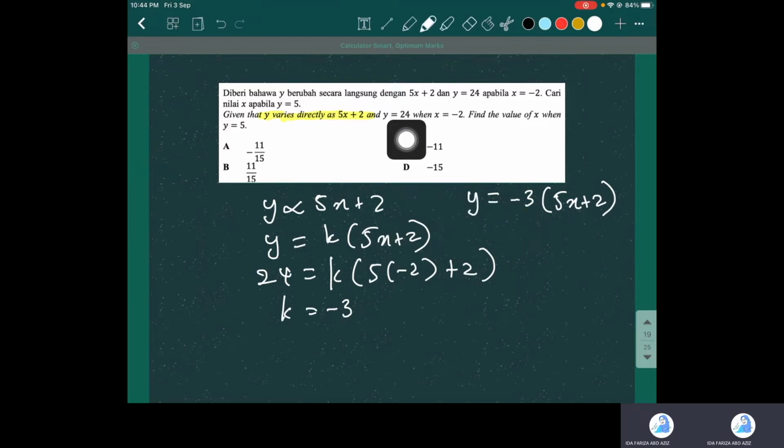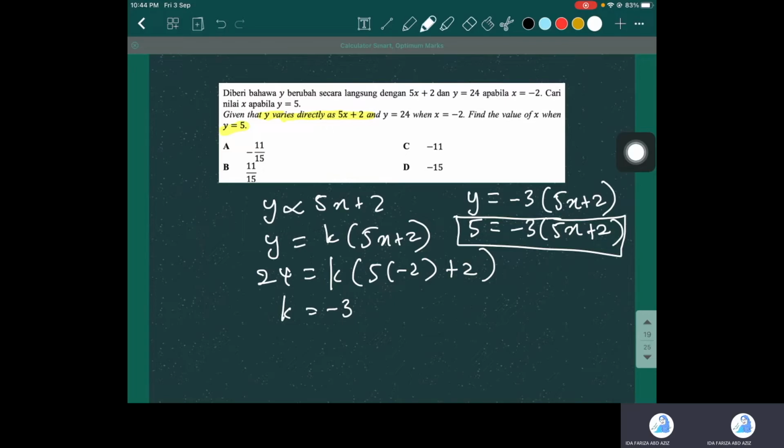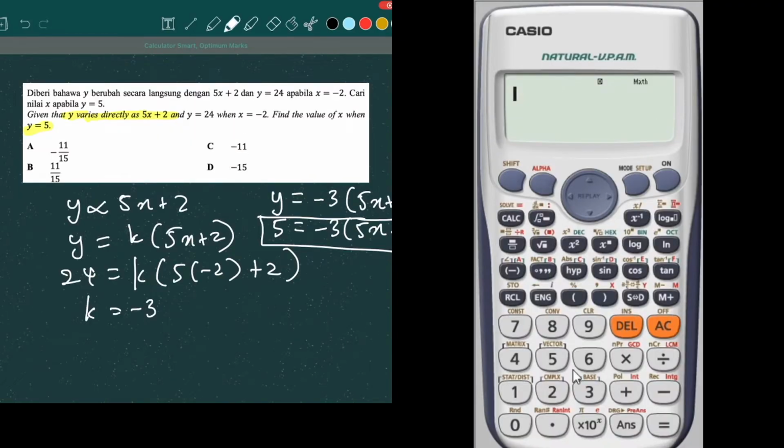Okay, so now the question want find the value of x when y equal 5. Sekarang ni dia kata y equal 5. So 5 equals negative 3 bracket 5x plus 2. So kita nak carikan nilai x pula. Semua ni kita akan masukkan dalam calculator. So, 5 alpha equal negative 3 open bracket 5 alpha x plus 2 close bracket.